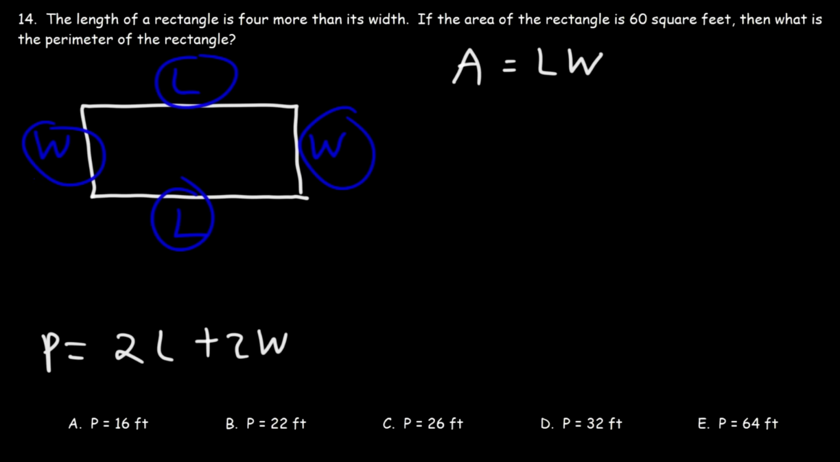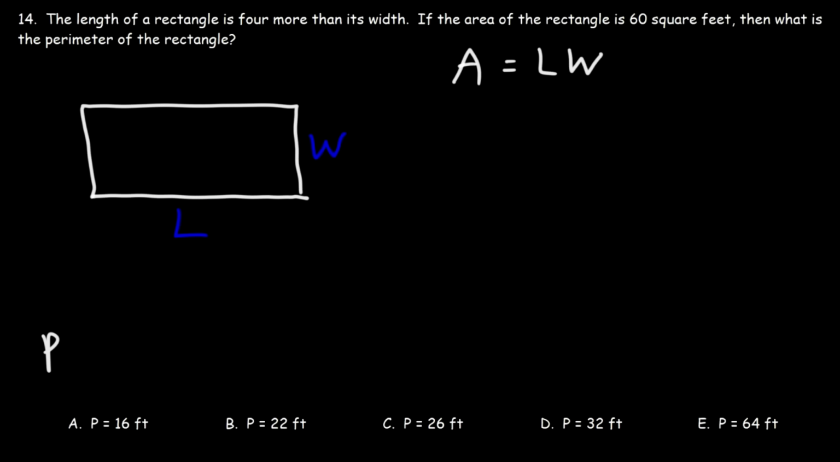Our goal is to calculate the perimeter of this rectangle, but before we can do that, we need to determine the values of L and W. So how can we do that? Let's replace the area with what it's equal to, and that's 60. So we have 60 is equal to L times W.